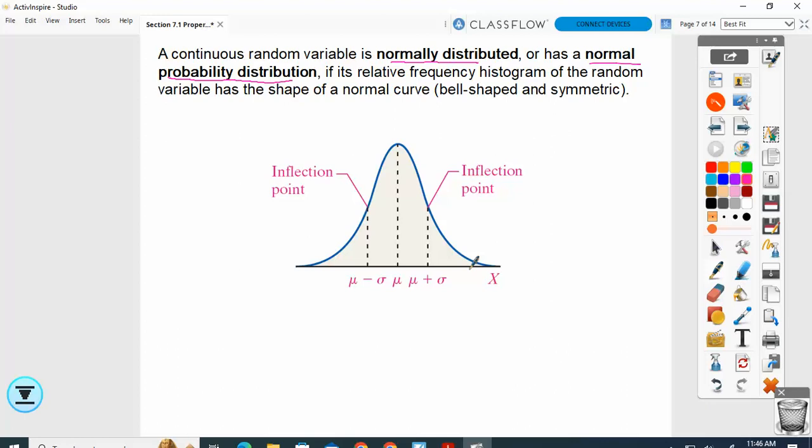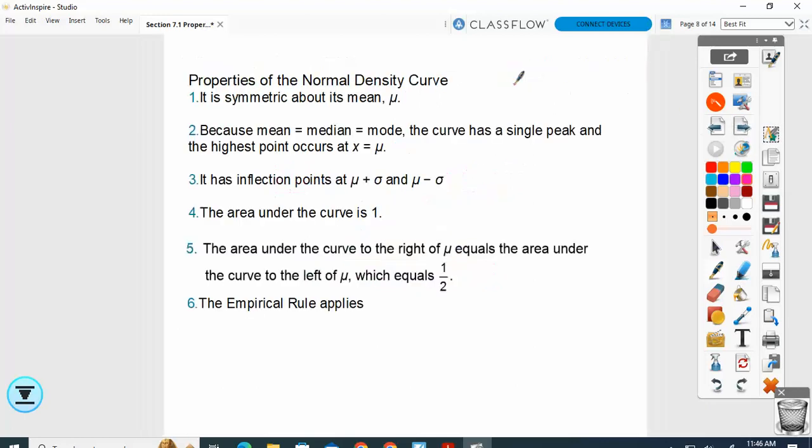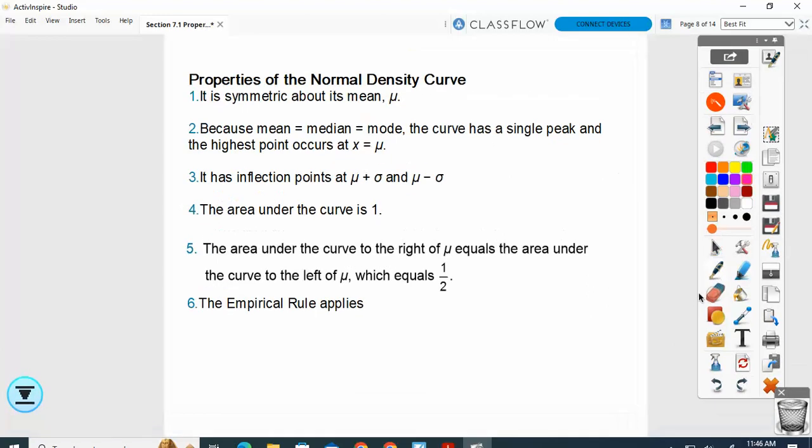When we're talking about our normal distribution, it is always centered at the mean, so it's symmetric. That means half the data is above the mean, half the data is below. Since it's symmetric, the mean, median, and mode are all going to be the same point, because remember we talked about when data was skewed, that's what made the mean and median different. When we had bell-shaped data, the mean and median were the same. Inflection points, we'll talk more about those later on, but that's basically one standard deviation away.